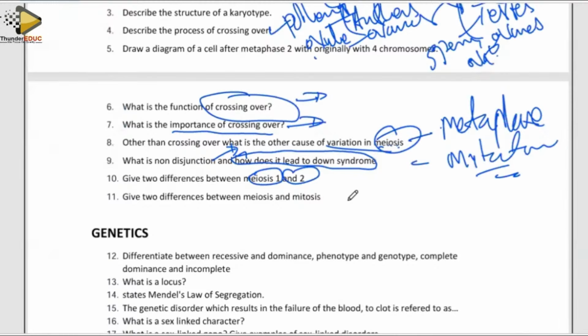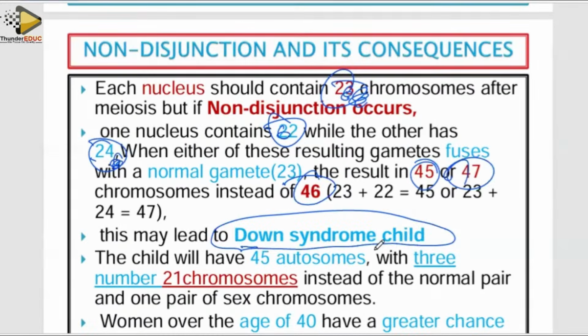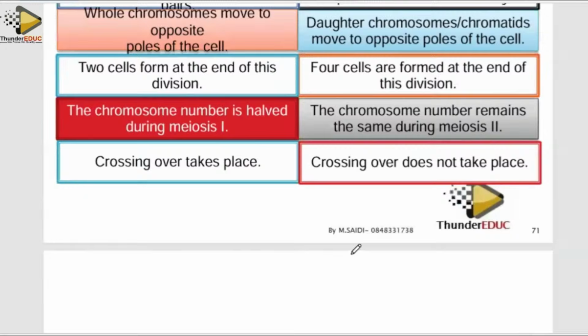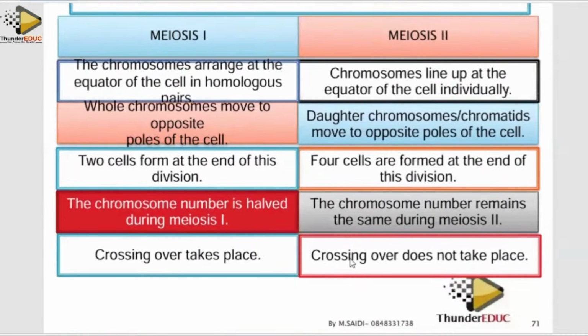Then the difference between meiosis 1 and meiosis 2. In meiosis 1, you look at phase by phase. Chromosomes arrange themselves at the equator in homologous pairs, that is metaphase 1. Chromosomes line along the equator individually, that's metaphase 2. You see, the whole chromosome moves to the opposite pole, that is anaphase 1. The daughter chromosomes or chromatids move to opposite poles, that is anaphase 2.